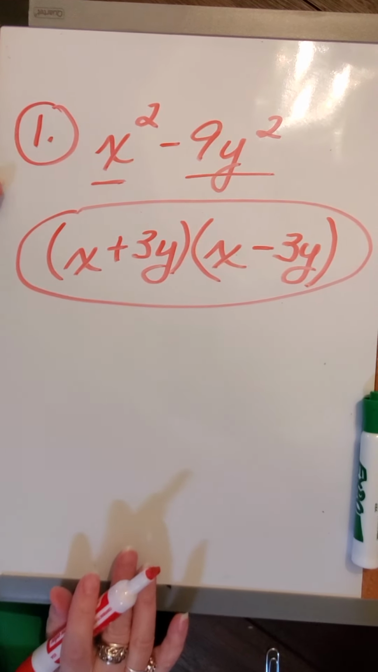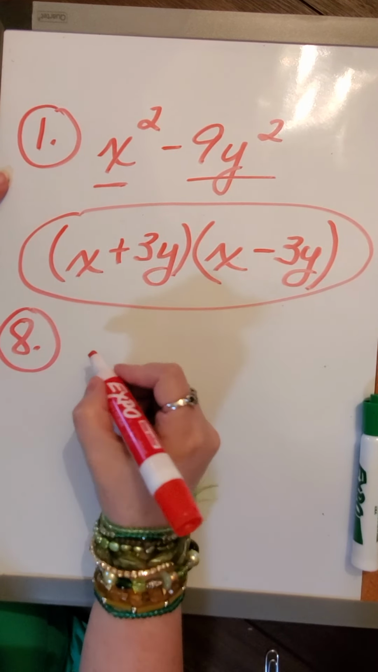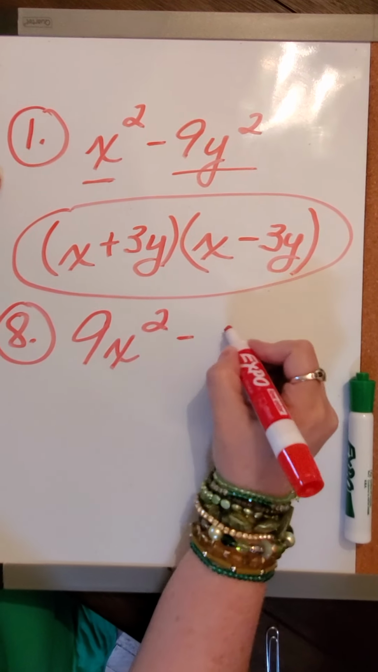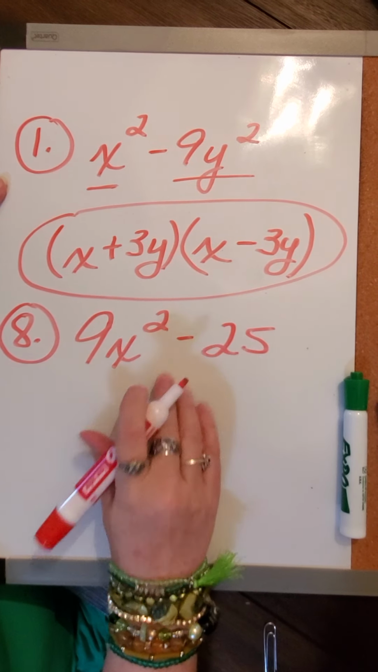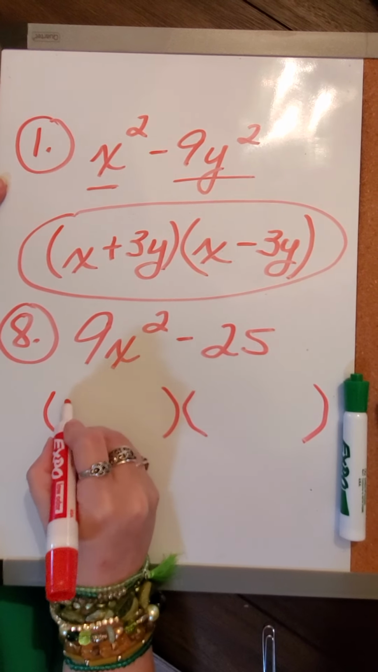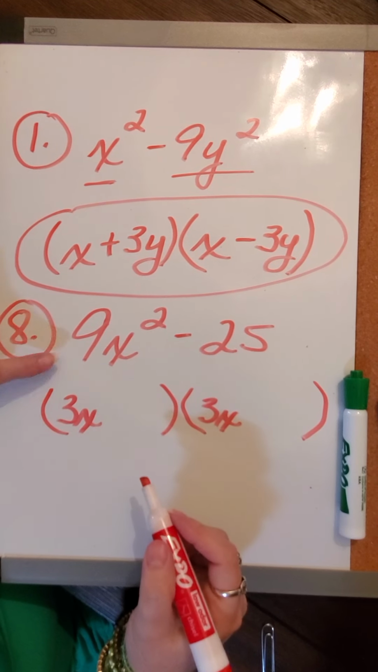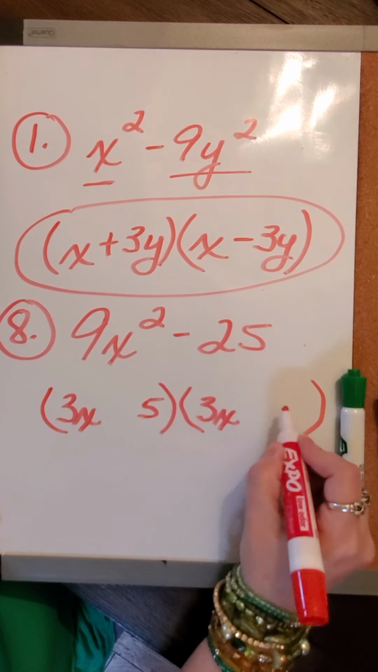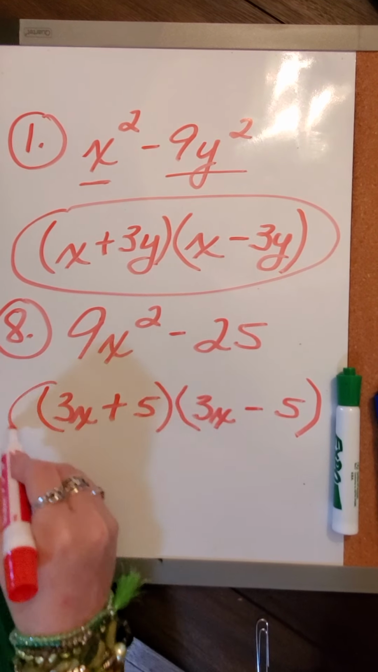Okay, while we're doing that one, I'm going to go ahead and do number 8, because it's also the difference of two perfect squares. 9x squared minus 25, perfect square, minus in the middle. This would be 3x, because the square root of 9 is 3. Over here, the square root of 25 is 5. Then one would be plus and one would be minus. And that is your final answer.